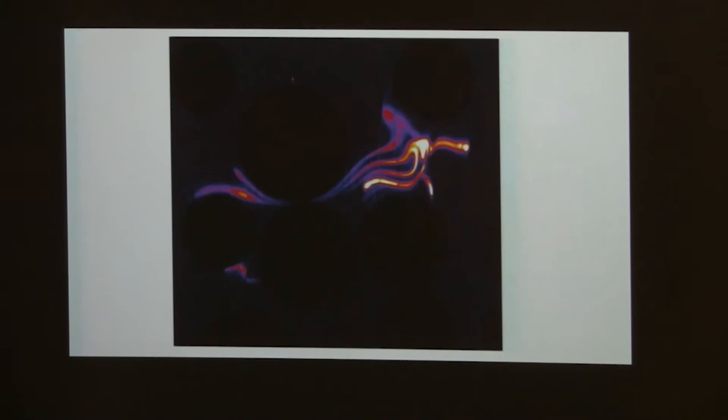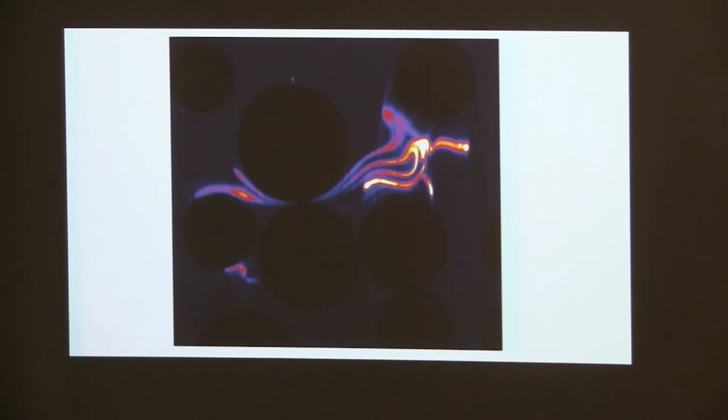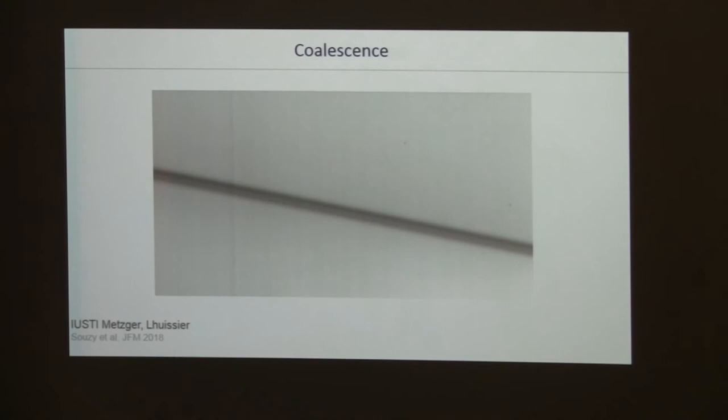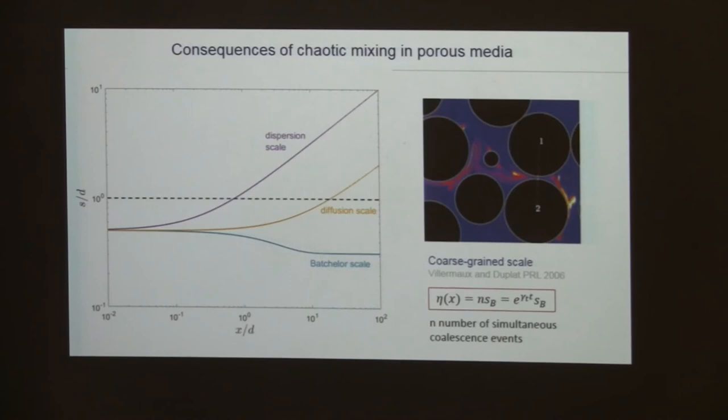Just to finish, because I'm out of time, I wanted to show quickly what happens with coalescence. Here again, I just show you, because the guys from Marseille want to verify everything. They have also looked at two lamellas close to each other and how they merge. You can see here the stretching. They go closer and closer to each other, and at the end, it's just one lamella. And so what is the consequence of this on the mixing scale, the Batchelor scale?